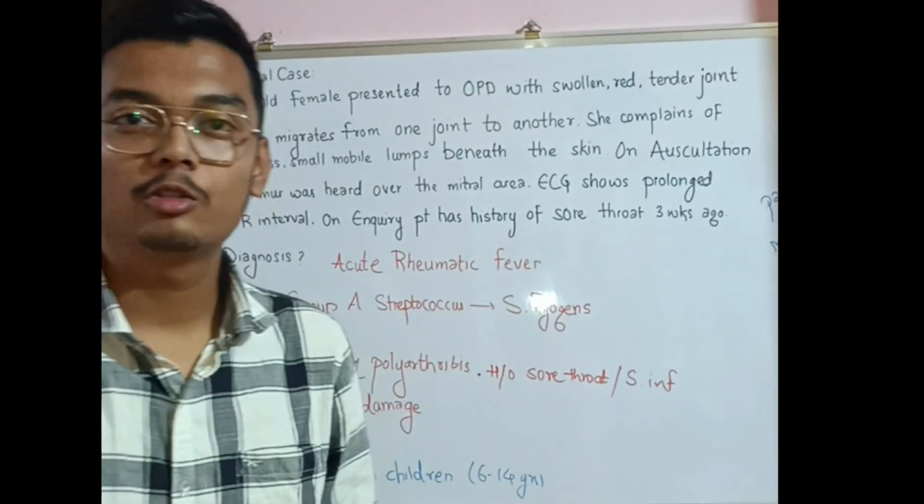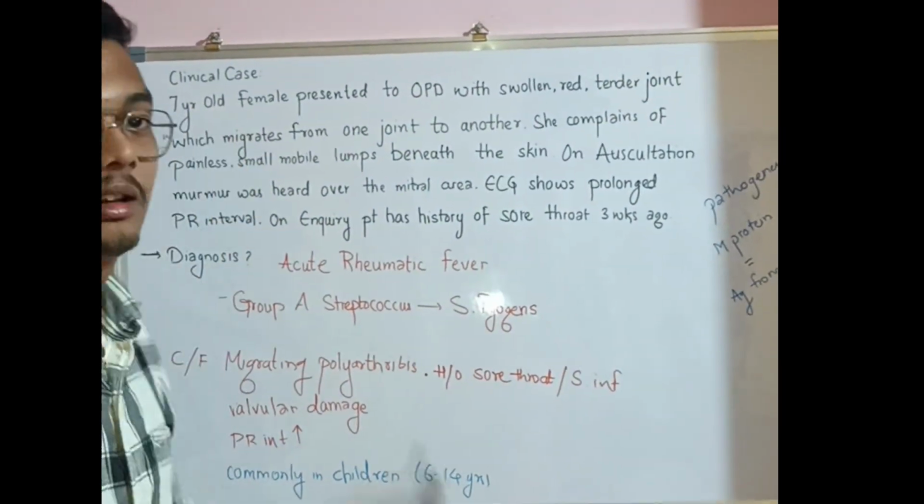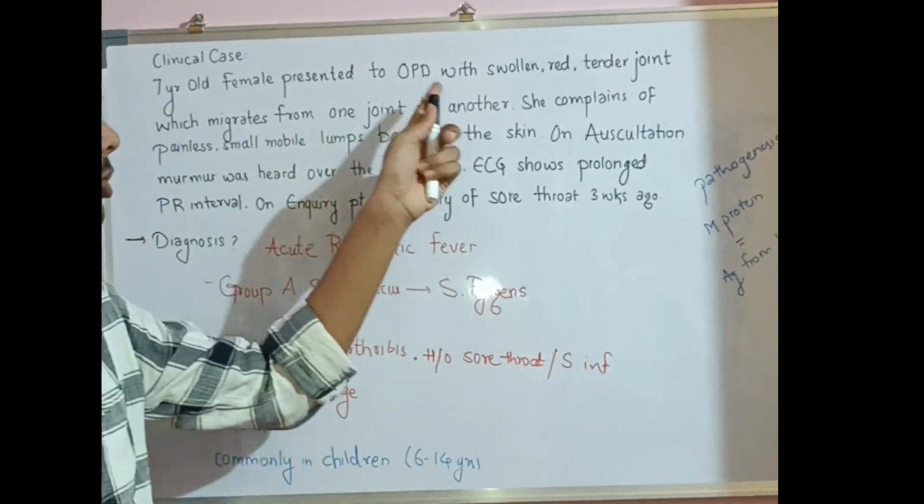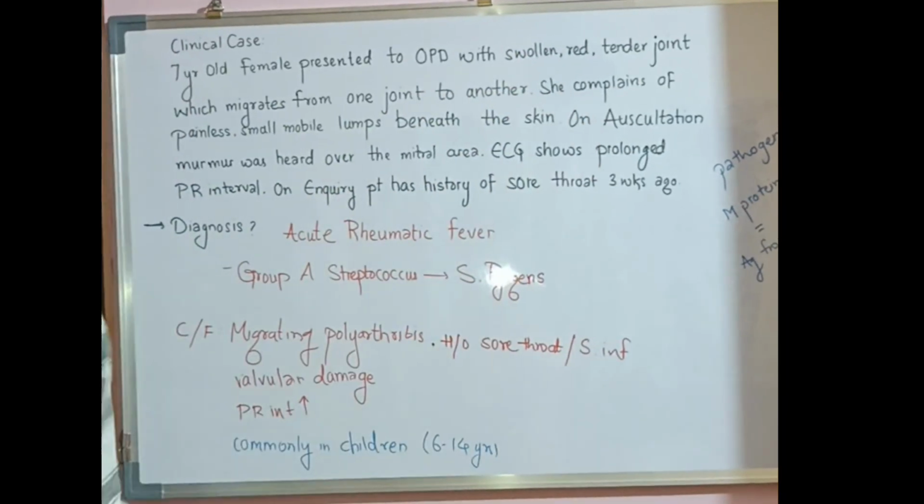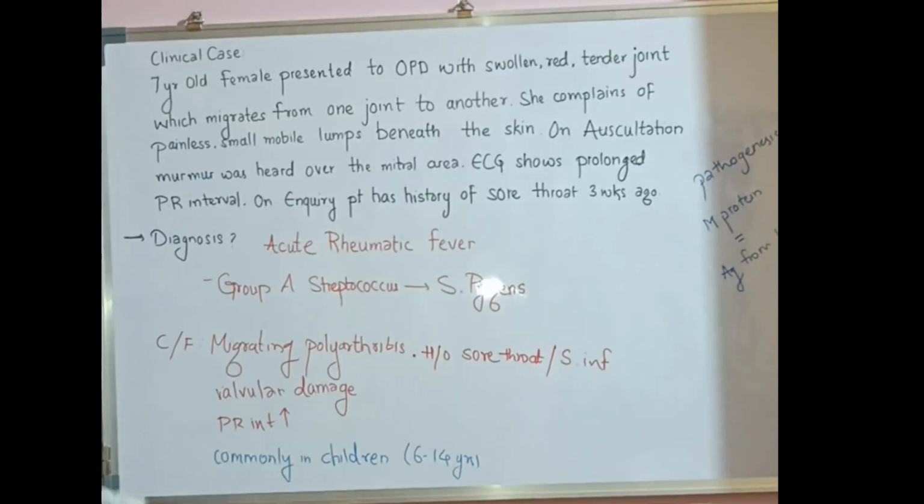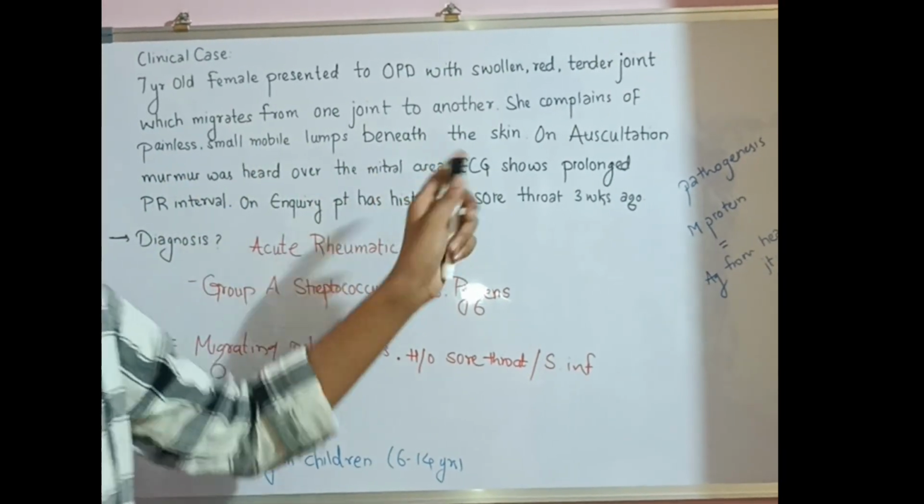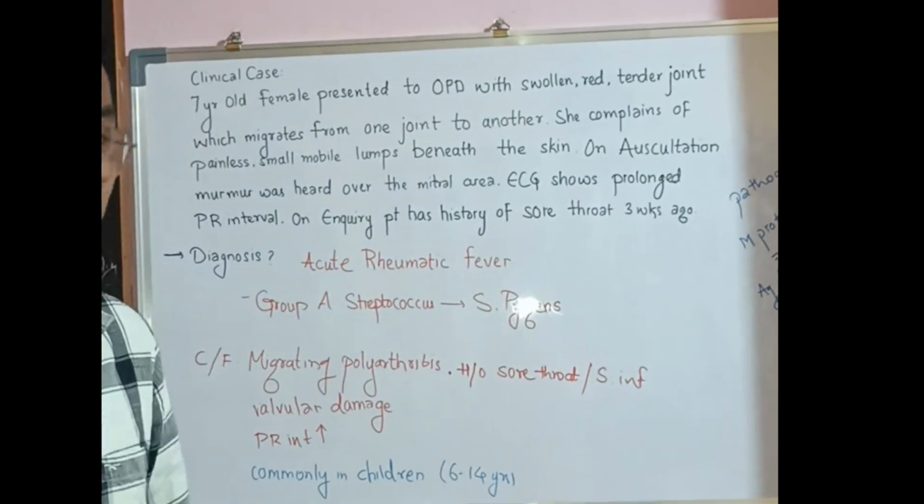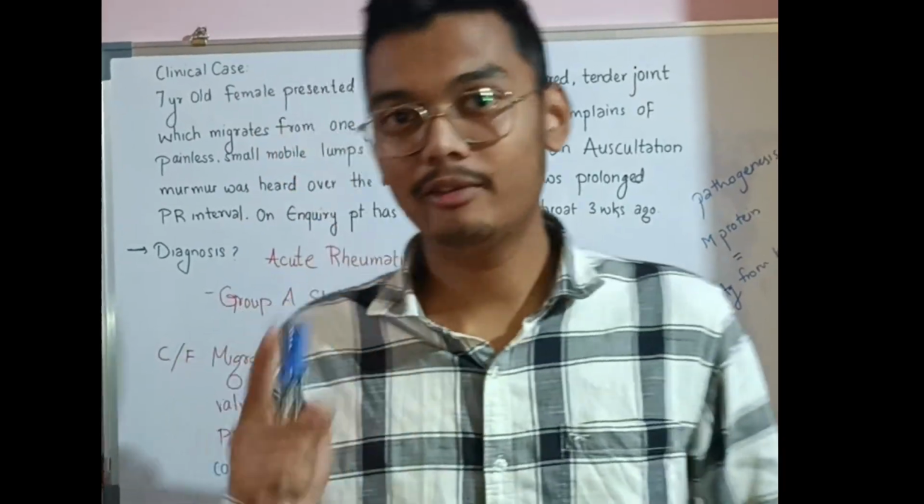Today we are going to see a clinical case. Let's start. A 7-year-old female presented to OPD with swollen, red, tender joint pain, which migrates from one joint to another joint. She also complains of a mobile lump beneath her skin. On auscultation, we can hear a murmur over the mitral valve area.